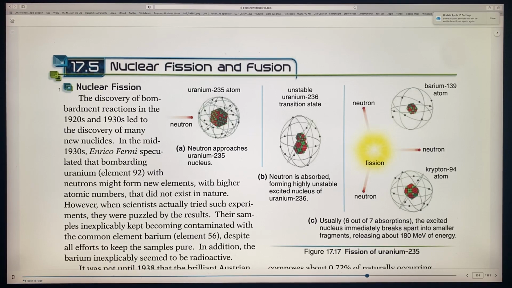Chapter 17, Section 5 of your chemistry book. We're going to be talking about nuclear fission and fusion. So what is nuclear fission and fusion? First of all, we're focused on the nucleus of the atom. And fission means a splitting apart, and fusion means a putting together. So we're going to be talking about this.